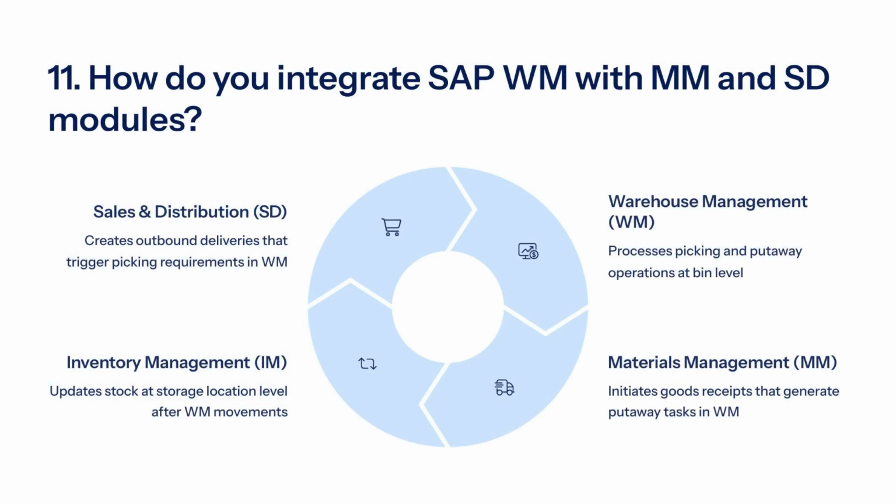11. How do you integrate SAP WM with MM and SD modules? WM integrates with MM for goods receipts and issues and with SD for deliveries. For instance, during a goods issue in SD, a TO was created in WM to pick items. I've streamlined these integrations to ensure real-time stock updates and smoother order fulfillment.